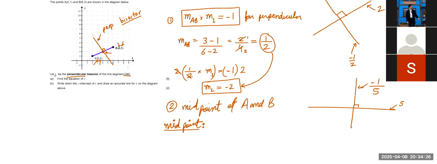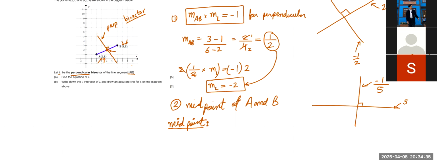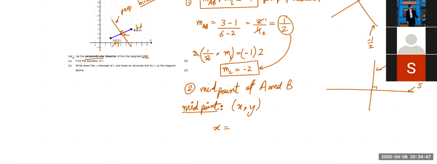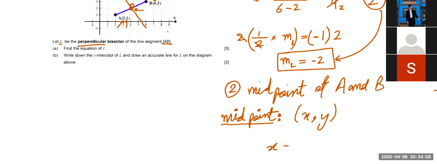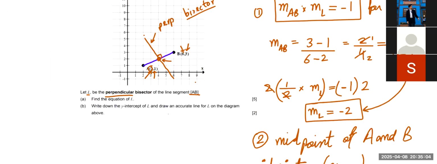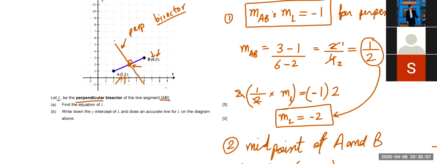Is it like x1 plus x2 over 2? Exactly. Very good. You're trying to find the average of the two x values. So you add them up, divide them by 2. So of course, the midpoint is an xy, right? It has a coordinate. So the x coordinate of the midpoint will simply be the average of the x values of A and B. So 2 plus 6 divided by 2. And similarly for the y value, we're going to add the y values up and divide them by 2. So 3 plus 1 over 2.